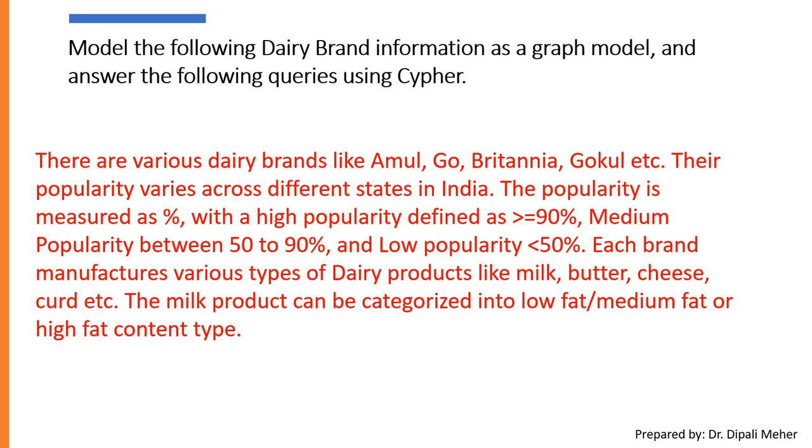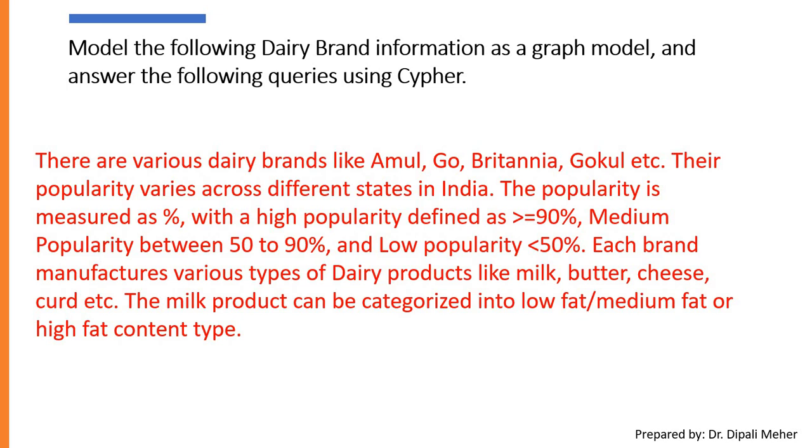The popularity is measured as percentage, with a high popularity defined as greater than equal to 90%, medium popularity between 50 to 90%, and low popularity is less than 50%. Each brand manufactures various types of dairy products like milk, butter, cheese, curd, etc. The milk product can be categorized into low fat, medium fat or high fat content type.